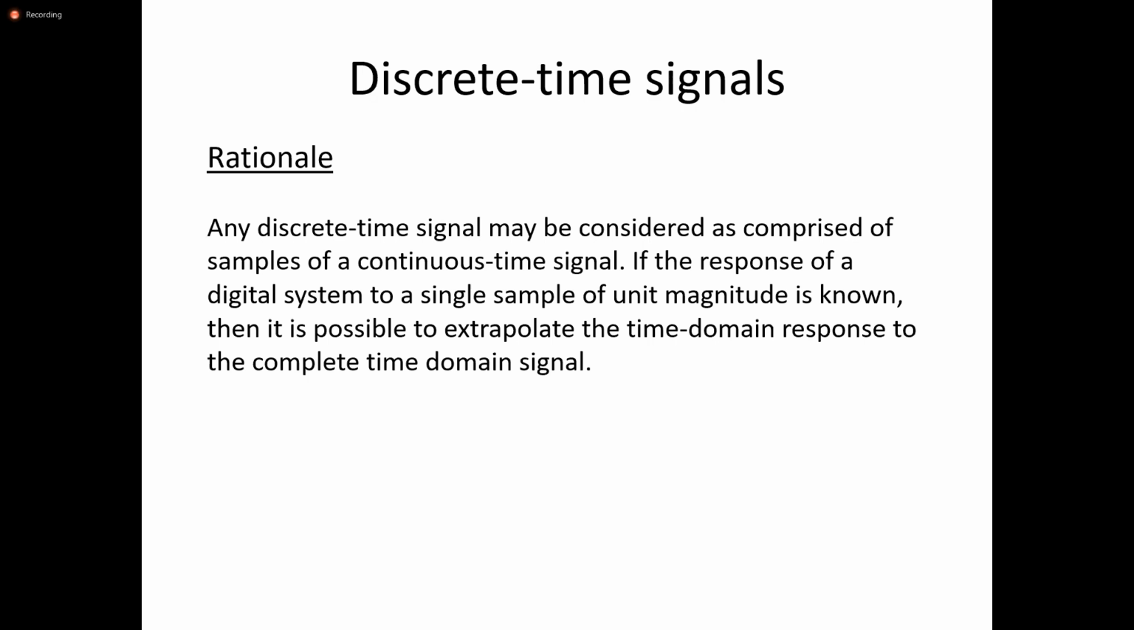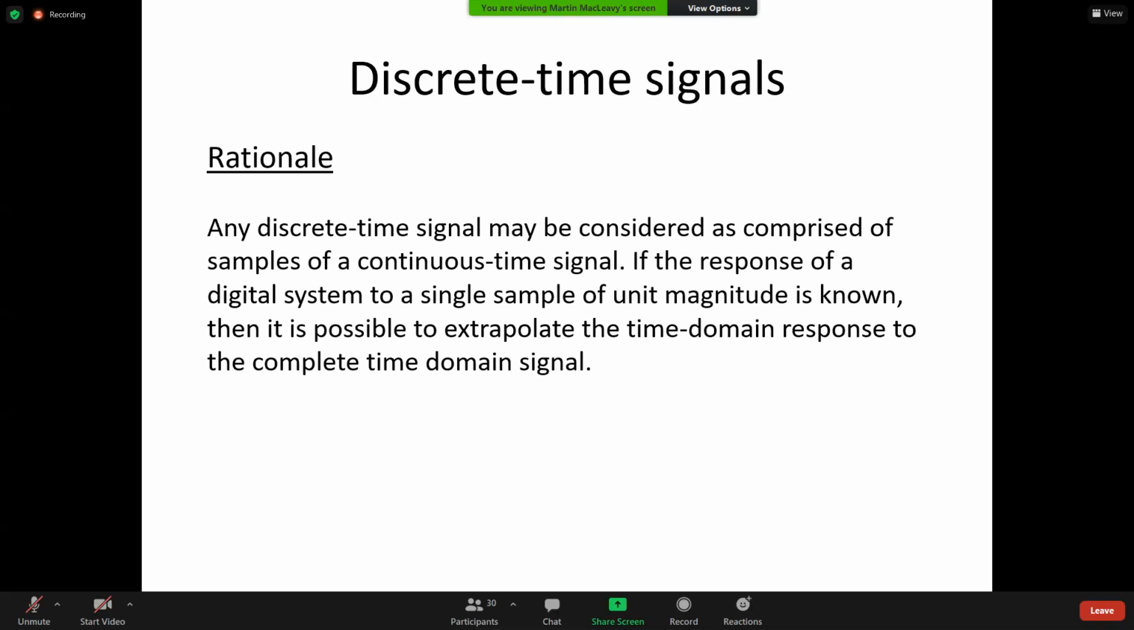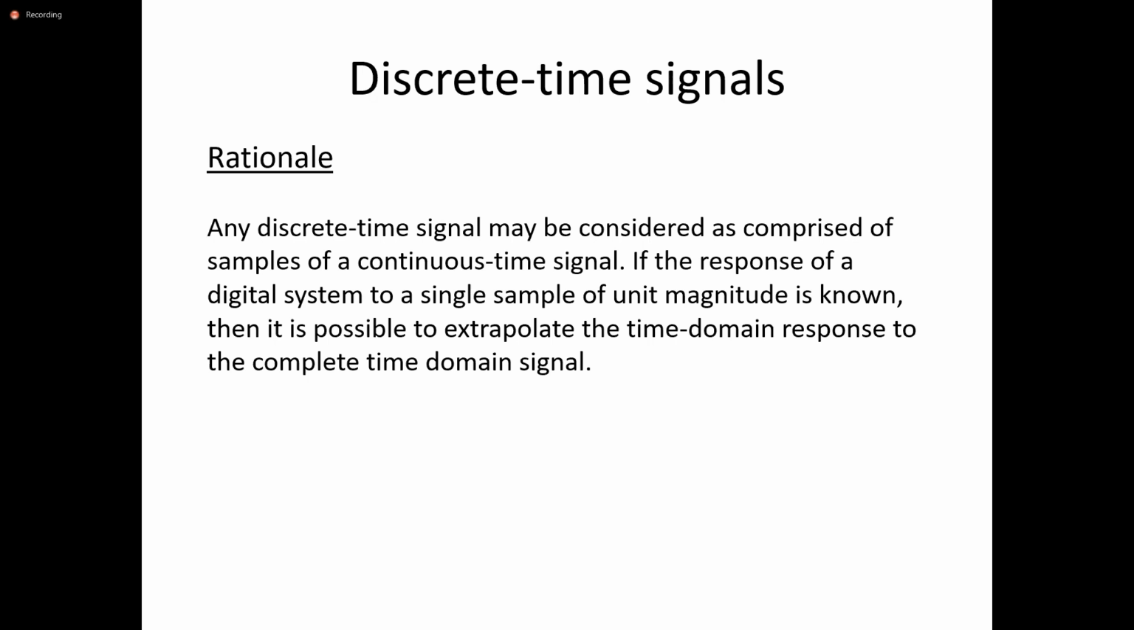So if the response of a digital system to a single sample of unit magnitude is known, we basically say then that we know the impulse response of that system, and therefore we can apply that impulse response to an input signal and determine the outputs.